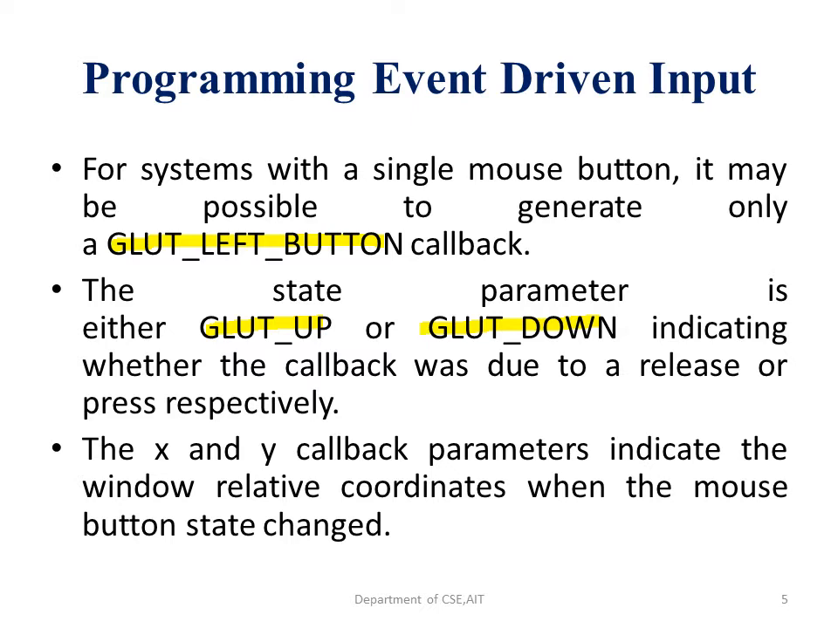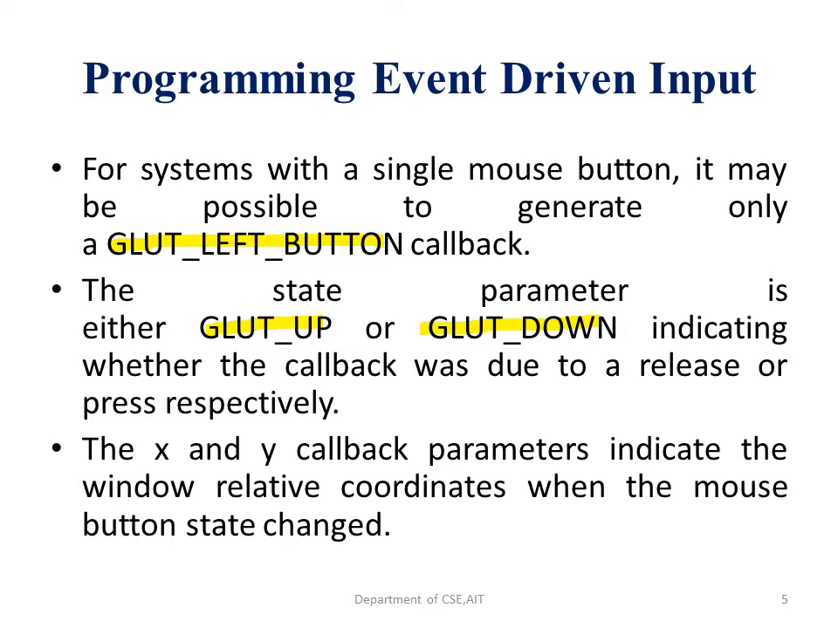The state of the mouse can be either press or release. That means the button can be up, that is GLUT_UP, or it can be GLUT_DOWN. So we make use of the symbolic constants GLUT_UP and GLUT_DOWN to indicate the callback functions for the button state up and the button state down, that is button state released and button state pressed.